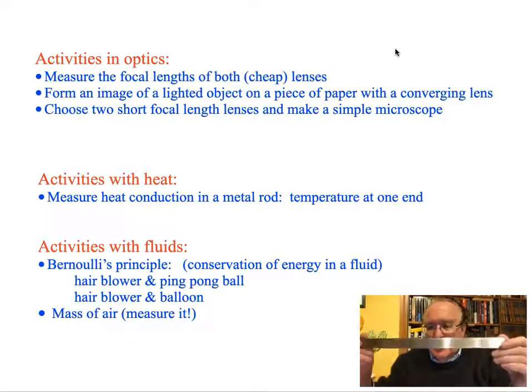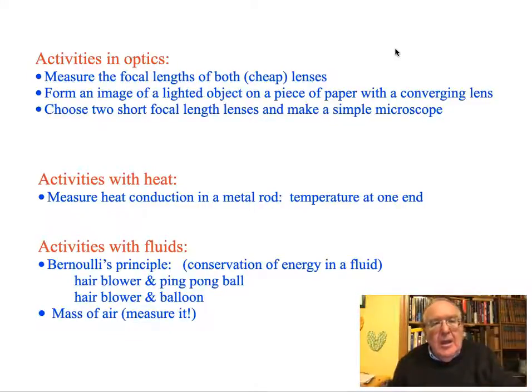We got a nice ruler here, okay? And then form an image of a lighted object on a piece of paper with a converging lens. In other words, put an object close by, put the lens in between until you get a good image on a piece of paper, for example. And then make a simple microscope just to see. In fact, you might put the ruler down and try to see what magnification you can get with these two simple, cheap lenses.